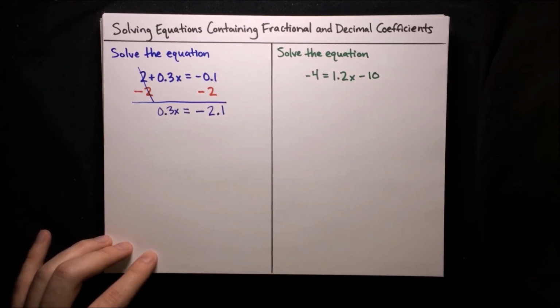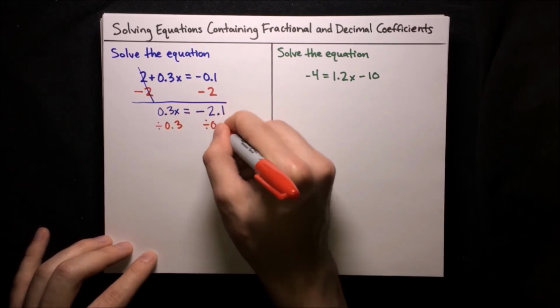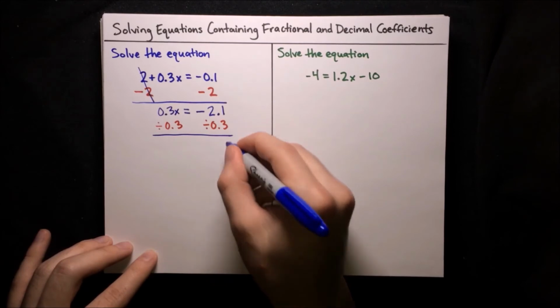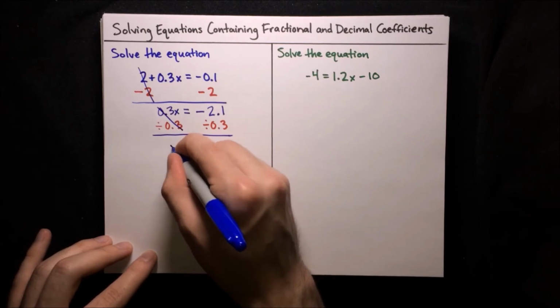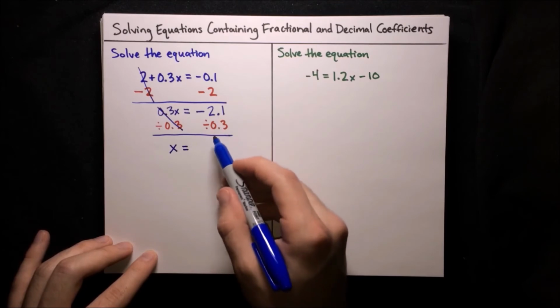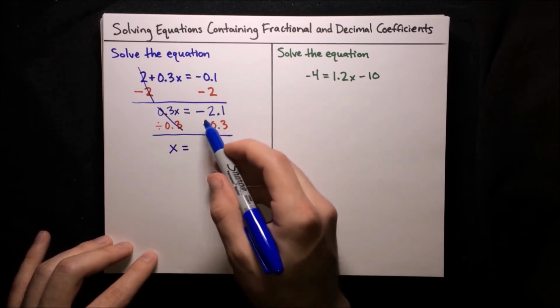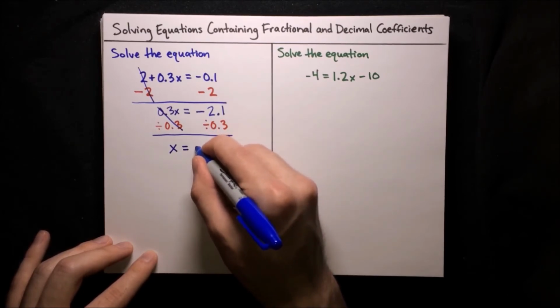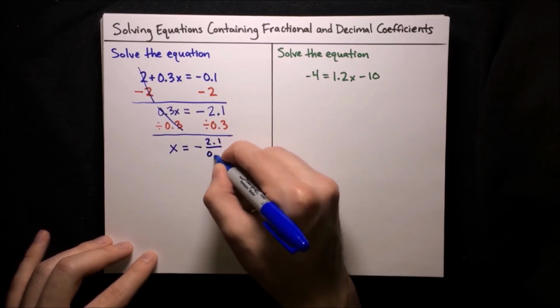Alright, so now we just need to get rid of that 0.3 that's multiplying the x. And we can do so using the multiplication principle. We can just divide both sides by 0.3. The result of doing that is that the 0.3 on the x cancels with that divided 0.3, and then we just have x on the left-hand side, and then on the right-hand side we have negative 2.1 divided by 0.3. Why don't we just write that as a fraction for now? And this is a negative divided by a positive, so the overall result is going to be a negative. So negative the fraction 2.1 over 0.3.